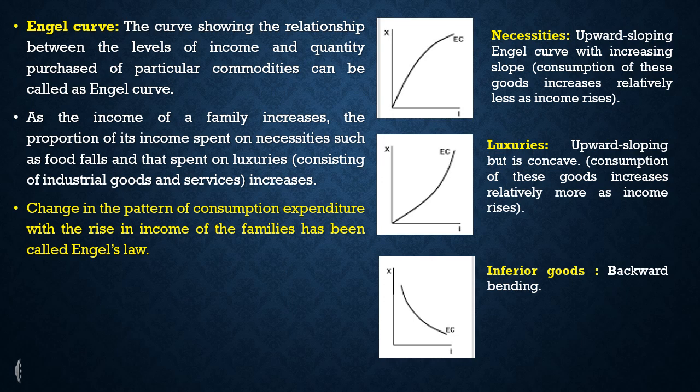The shape of the Engel curve differs according to the nature of the goods. If the goods are necessities, then the Engel curve will be upward sloping with increasing slope. That is, consumption of these goods increases relatively less as income rises.